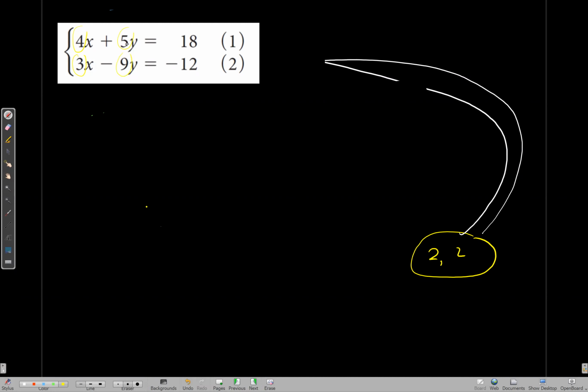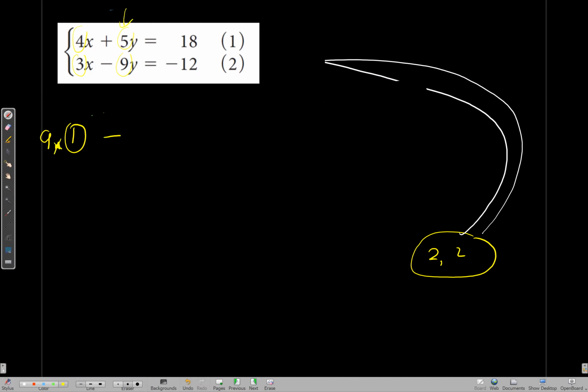Let's say I'd like to get rid of y. If I want to get rid of y, what would I do? You know, pause the video and think about it. If I were you, this is what I would do. I would multiply the first one by 9, because then I make this value into 45.